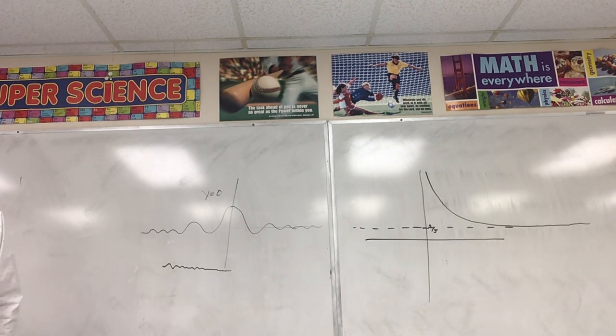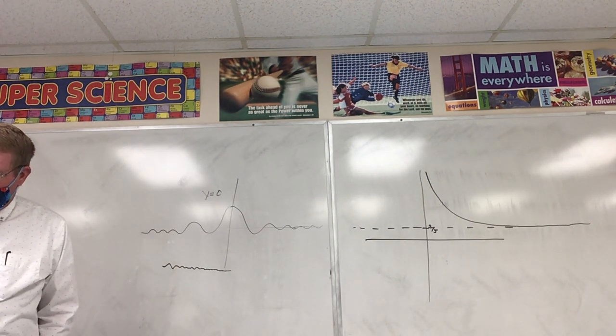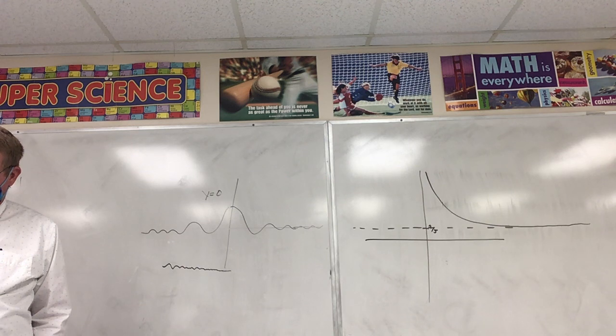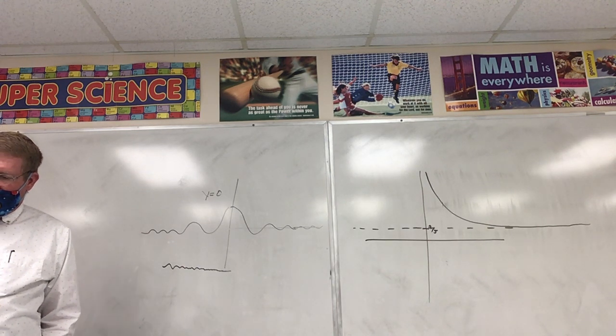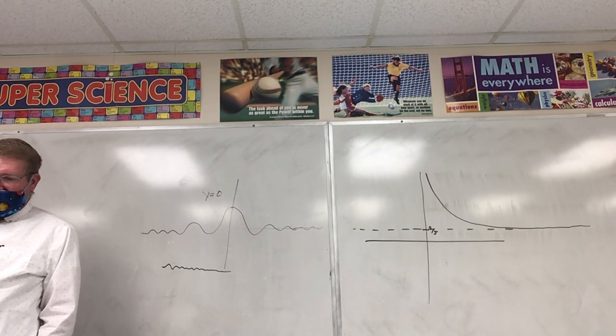Look at number 4. 3x cubed minus x plus 1 over x plus 3. As I go to the right, what's happening to the numerator?